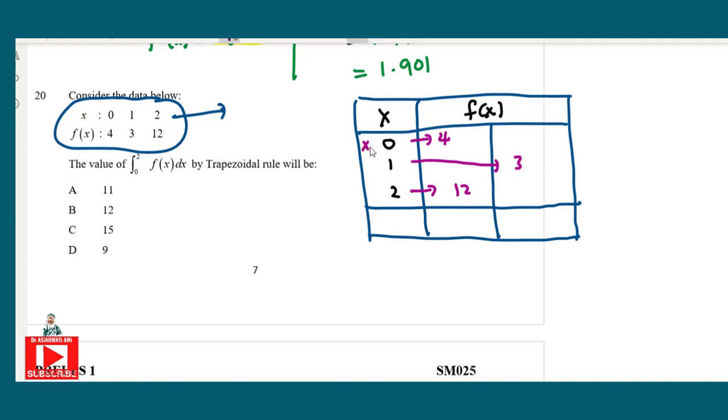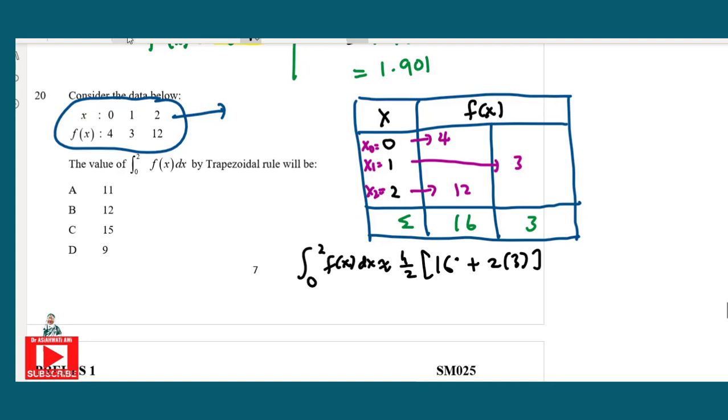Okay, then you write x0, x1, x2, y0, y1, y2. Then find the total. 4 plus 12, 16. So the middle one is only 3. And substitute in the formula. Integral from 0 to 2 of f(x) dx, okay, h over 2, 16 plus 2 times 3.